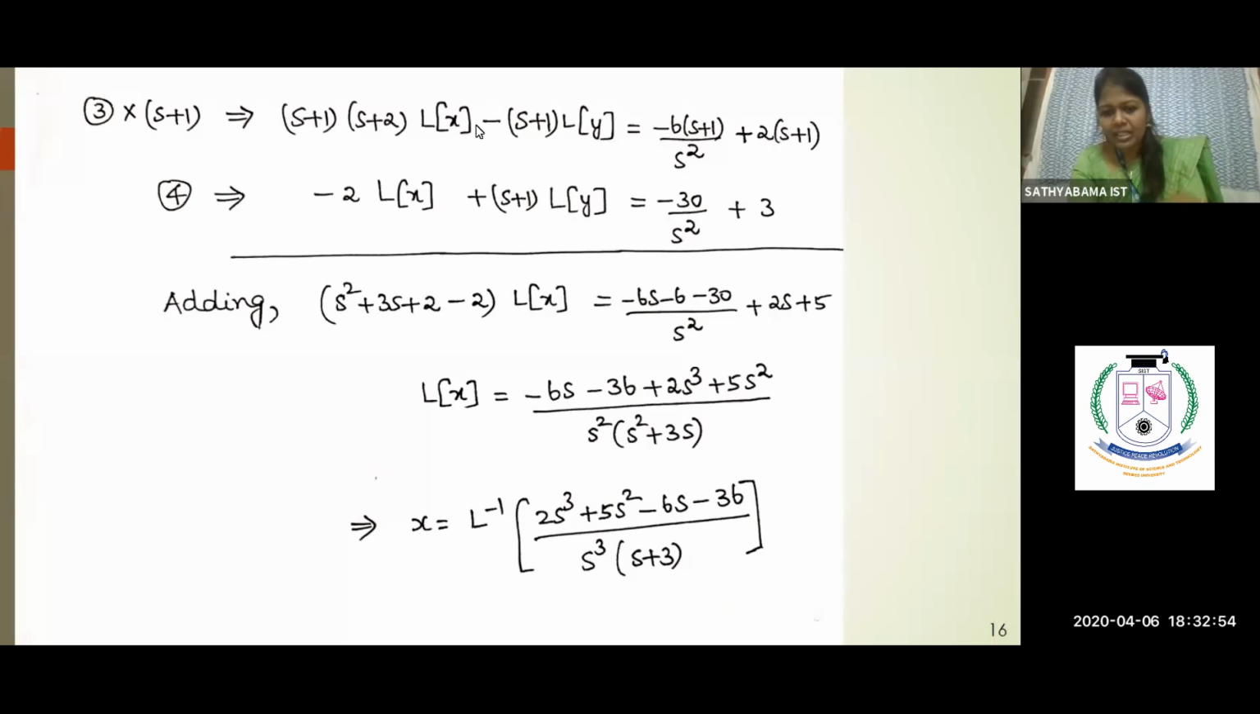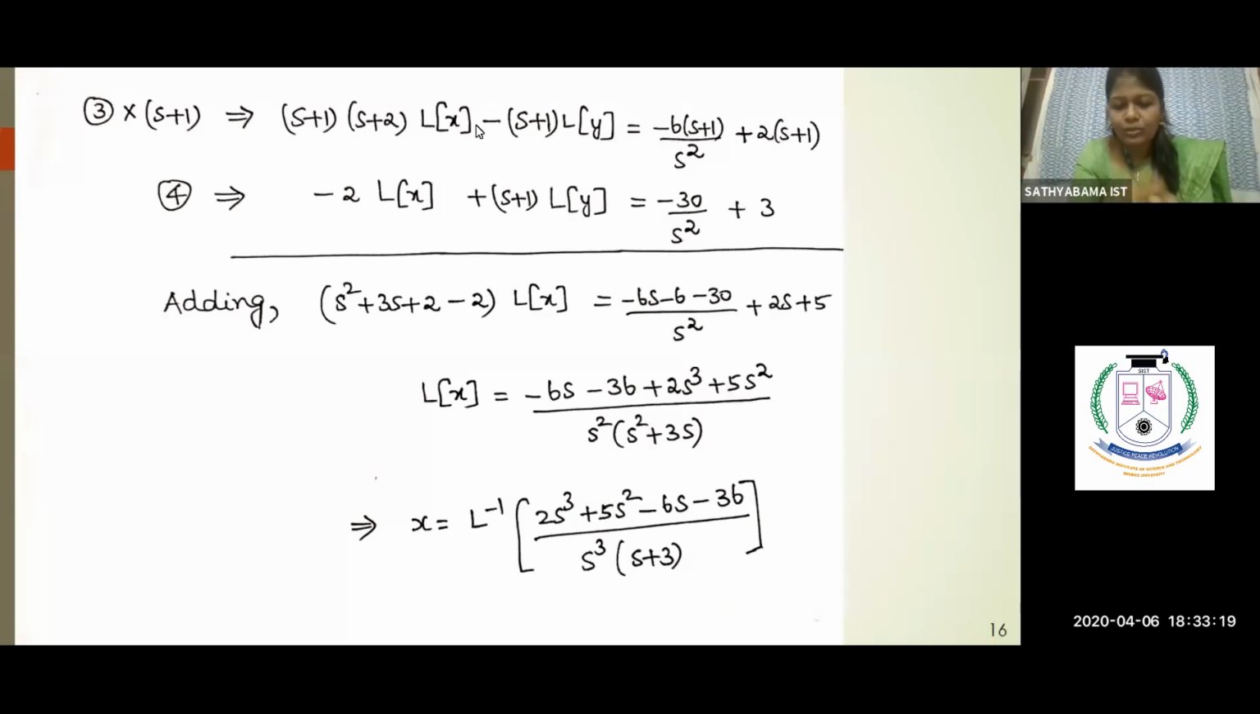Now, you tell me. How will you factorize? See, first thing I want you to know something. Why are we going for the method of partial fractions? Because L inverse of this big expression, I don't have a formula. I cannot find it. So I'm going to think about separating the factors. Look at the denominator. I have s cube into s plus 3. So if I separate the factors, finding L inverse will be easy for me. That's why I'm going for method of partial fractions.